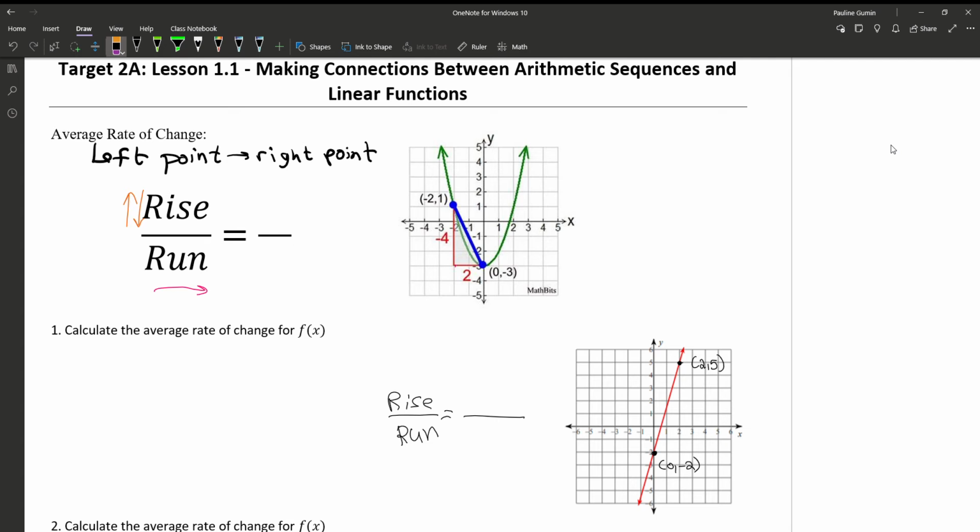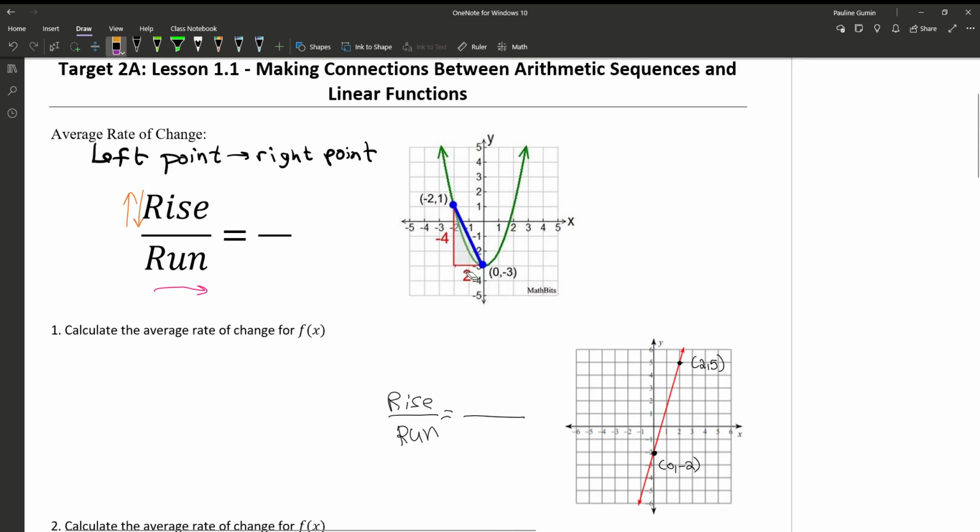This is where we made a connection between arithmetic sequences and linear functions. First, we discussed the definition of average rate of change. The average rate of change is the distance between 2 points on a graph. So, let's take a look at this graph.